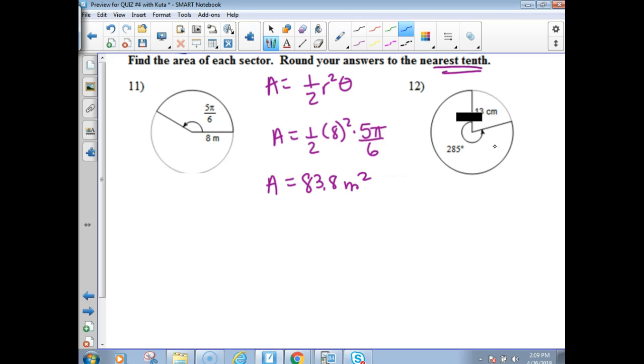And the next one, I think we have to convert. 285 times pi over 180 would be your first step. And then multiply that by 13 squared.